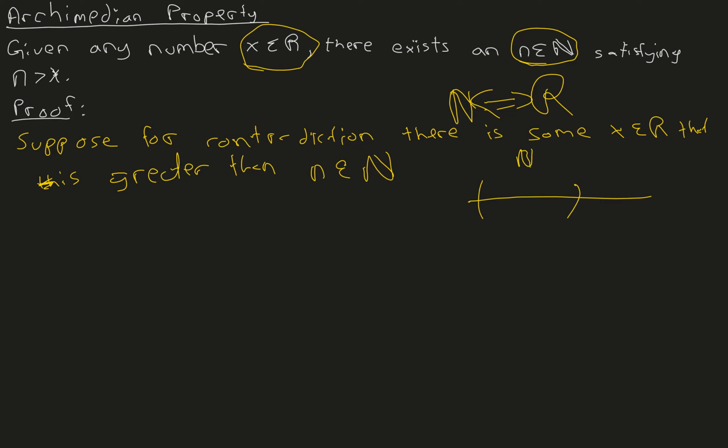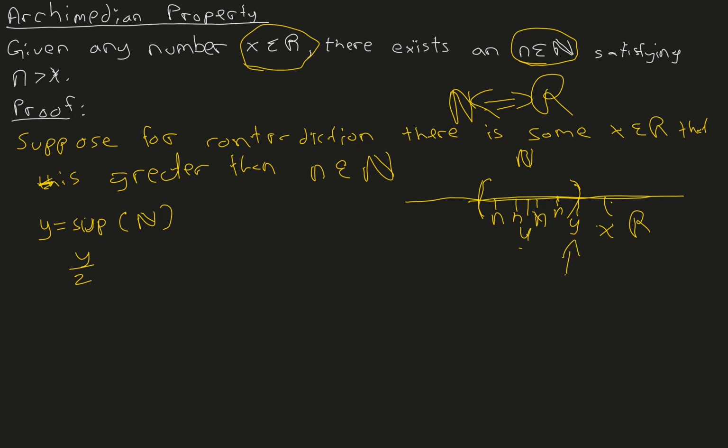This line is the real number line. We're saying that the naturals are bounded, so there is some x in the reals such that x is greater than n. So let's take y to be the supremum of this bounded set: y equals the supremum of the naturals. Then y over 2 will certainly not be the supremum. In fact it won't even be an upper bound. So this is y, and y over 2 lands somewhere here. And there is some n, as you can see here, which is greater than y over 2.